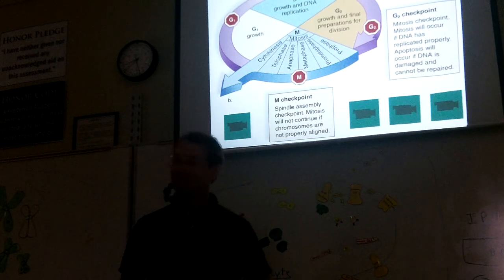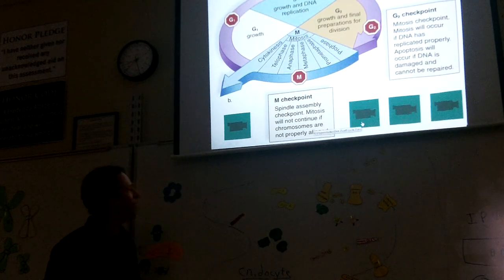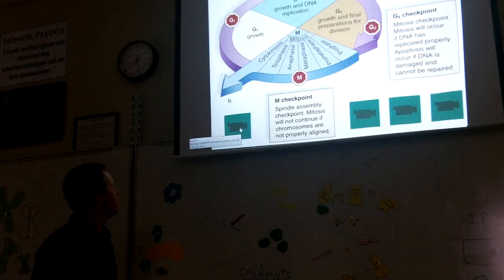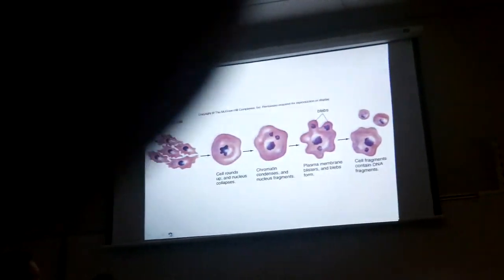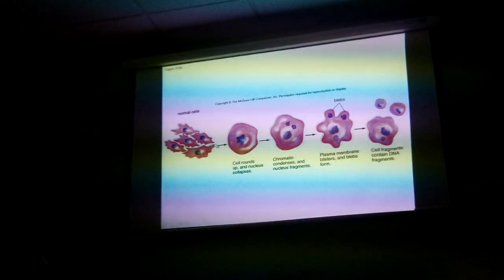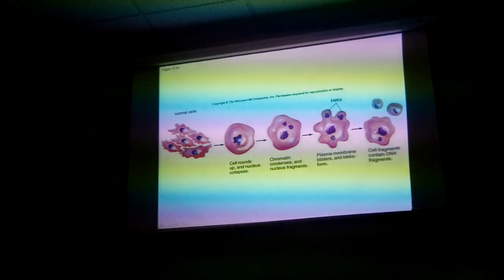Can you watch a cell kill itself? I actually have some video of it here somewhere. Let's see if I have some here. Oh, well, here's pictures of it. This is what it looks like when it dies. It forms these little blebs and fragments into a bunch of little pieces. Why little pieces? They're eaten up by other white blood cells that come along and clean up the mess.